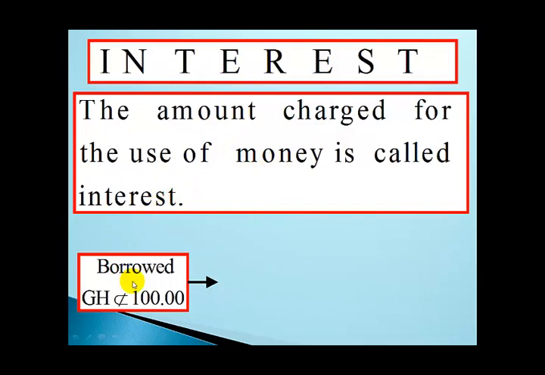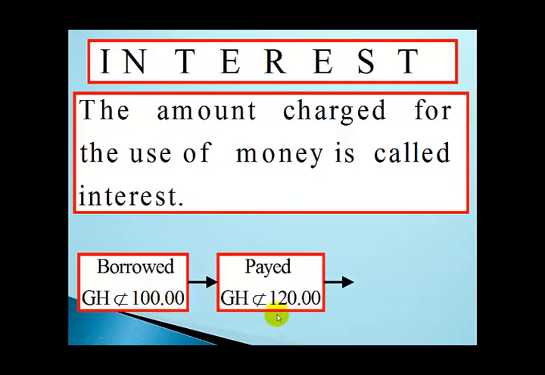Assuming we have gone to the bank to borrow 100 Ghana cedis and we are charged an interest on the 100 Ghana cedis. Assuming that we are to pay 120 Ghana cedis at the end of the time period. Take note that we borrowed 100 Ghana cedis and we are to pay 120 Ghana cedis at the end of the time period given by the bank.